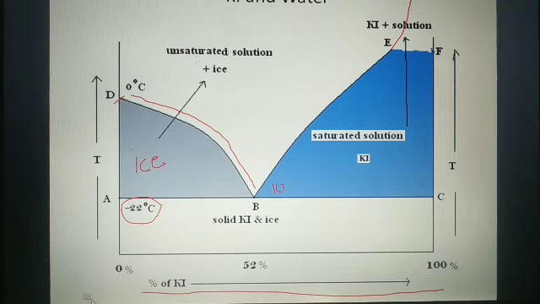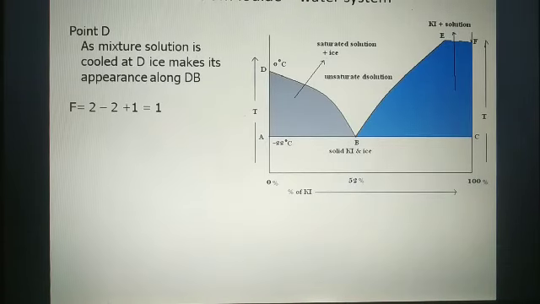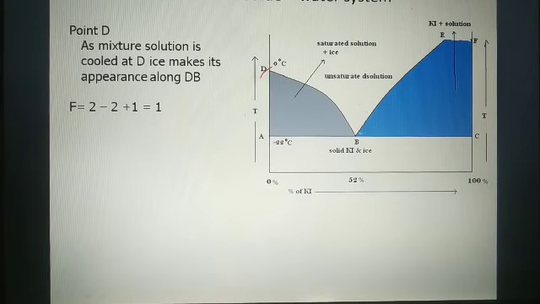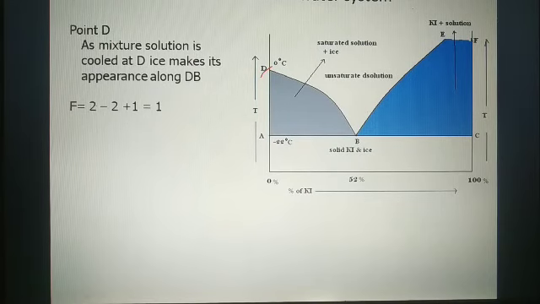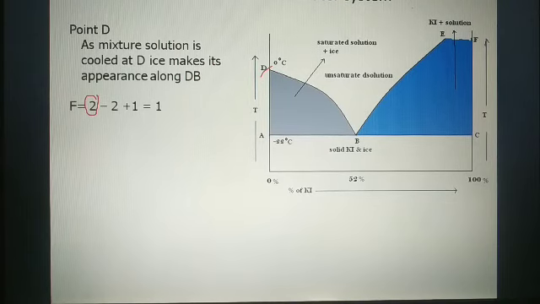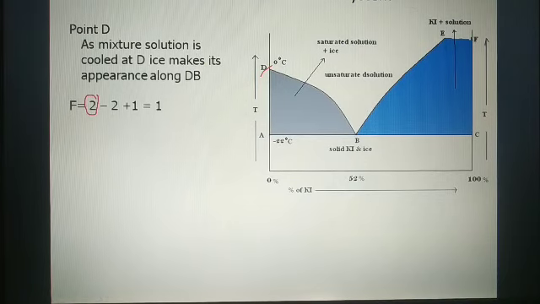Let us discuss one by one the different degrees of freedom. At point D, as the mixture solution is cooled, ice makes its appearance along the line AB. Along the line DB, from D to B, the ice continues to show its appearance. F is equal to component 2, phases 2, one as the ice, another as the unsaturated solution of KI. So 2 minus 2 plus 1, degrees of freedom 1, it is a monovariant system.